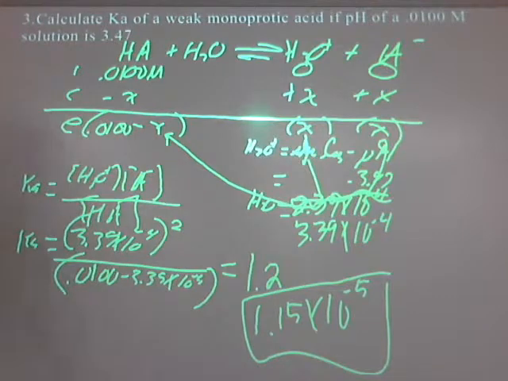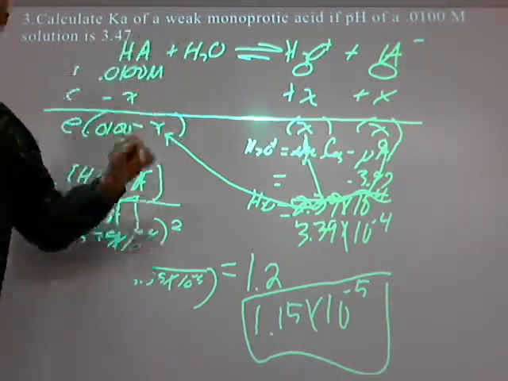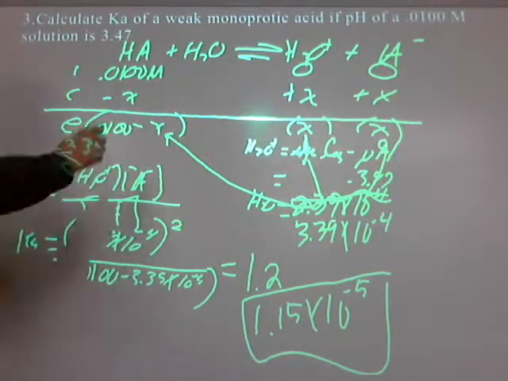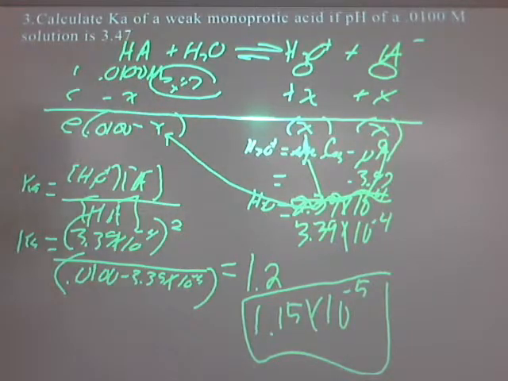Again, I don't have time in the review. The other class only has a single period to do an example where I could have given you percent ionization. Say I gave you percent ionization. Say I said it was 3.47 instead of 3.47 pH, 3.47% ionized. What would you then do to get X?